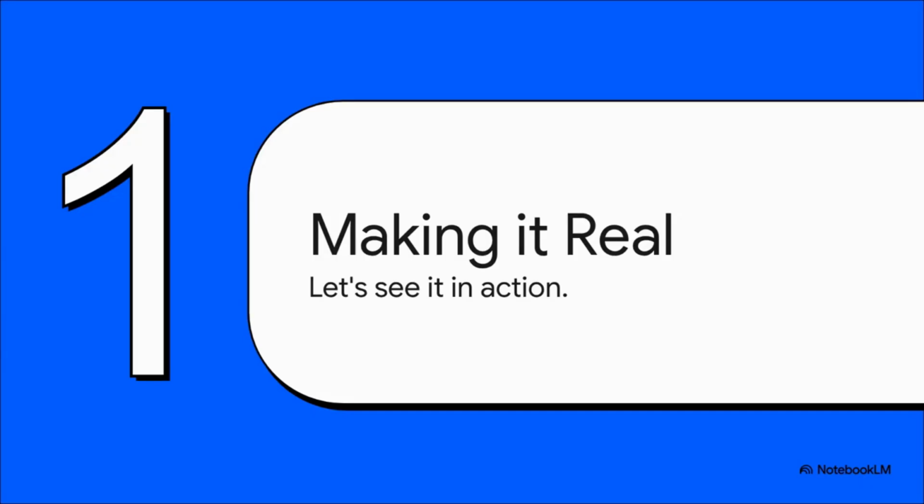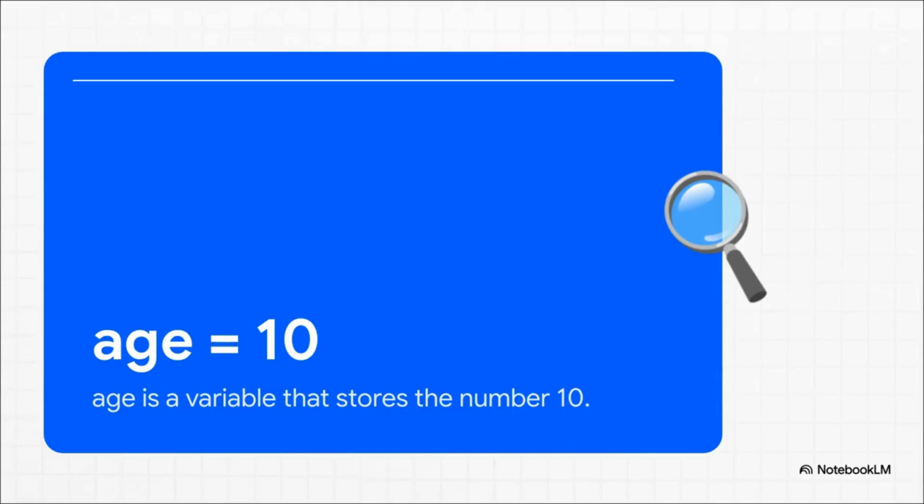All right, so the whole toy box thing is a great way to think about it, but what does this look like in real life? In actual code. Let's make this real and see it in action. Okay, here's our first example. Look at this. age = 10. That's it. We just made a variable.